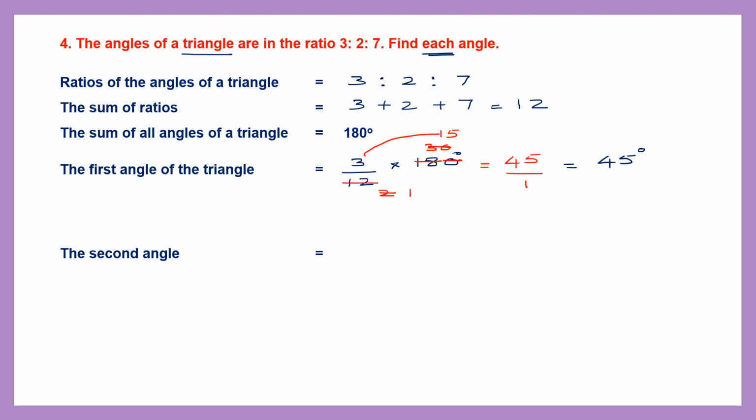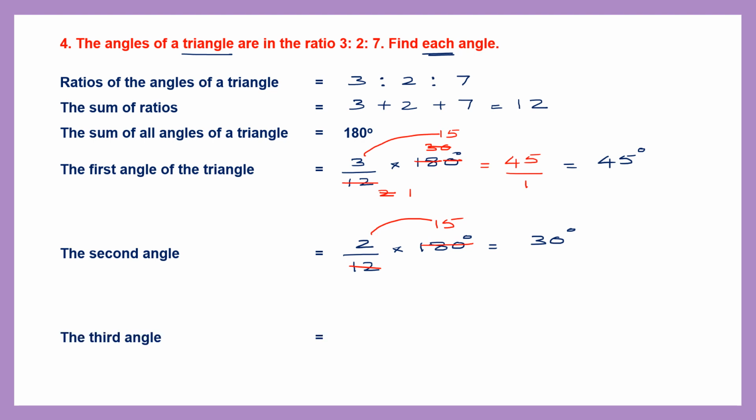Second angle, take the second number, which is 2. 2 by the sum of the ratios, that is 12, into 180 degrees. So here we can cancel again. 12 into 15 is 180, as we found out here. So now let's multiply the numerators. 2 into 15 is 30. So the second angle is 30 degrees.